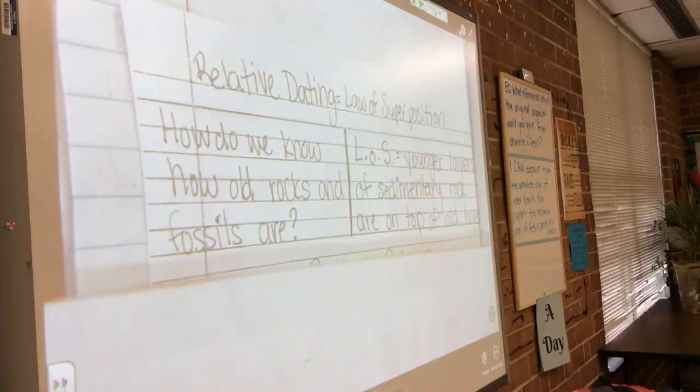So we're still doing Cornell notes. We're still writing our question on the left side. We're writing our answer on the right side.